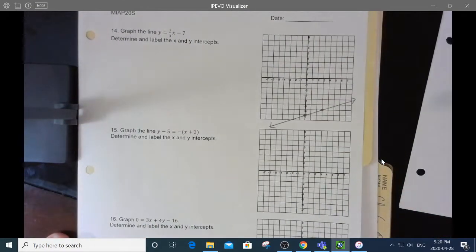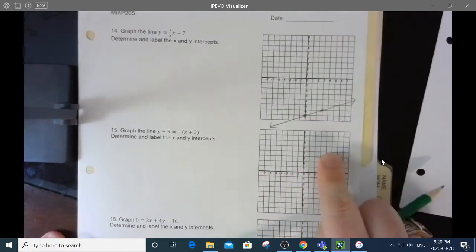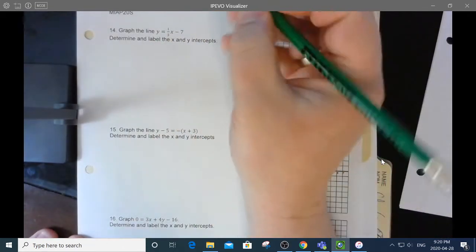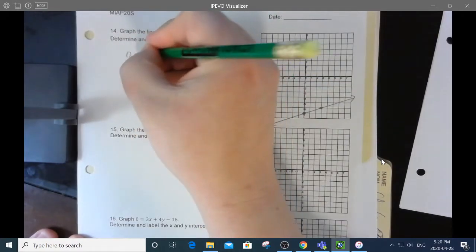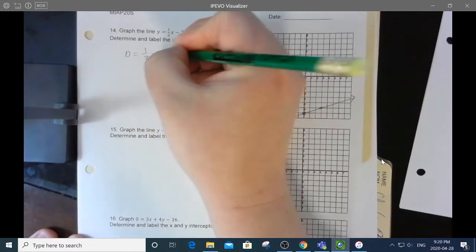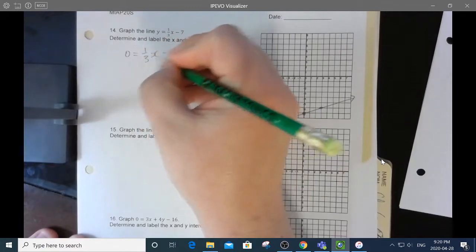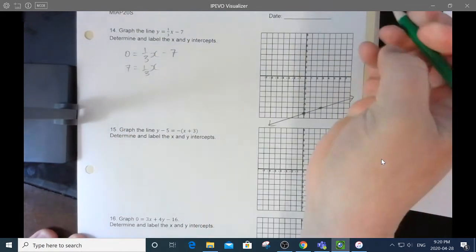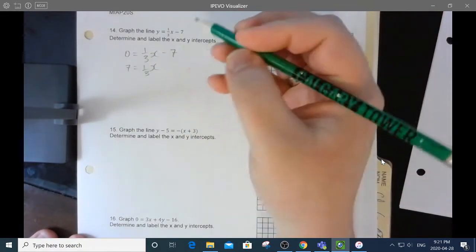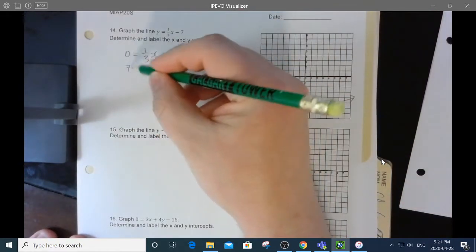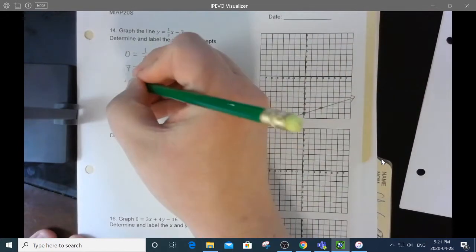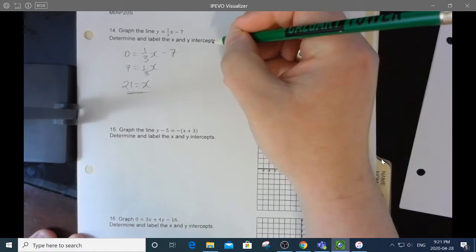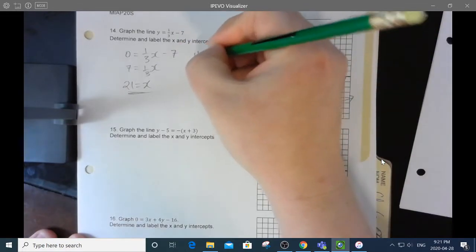And I'm supposed to determine the x and y intercepts. Well, I'm not going to be able to read them off that graph because the line's way down here. So I'll find them algebraically. So the x-intercept happens when y is 0. So add 7 to both sides. And then divide both sides by 1/3, which is the same as timesing both sides by 3. And my x-intercept's 21. And my y-intercept happens when x is 0.